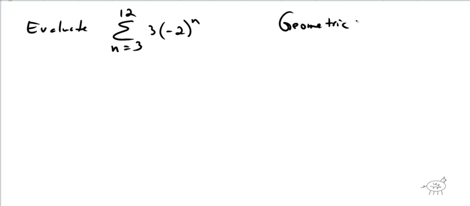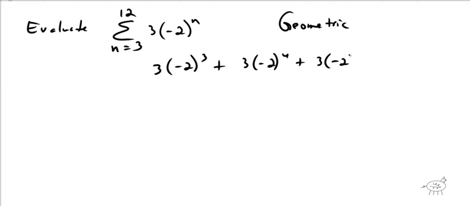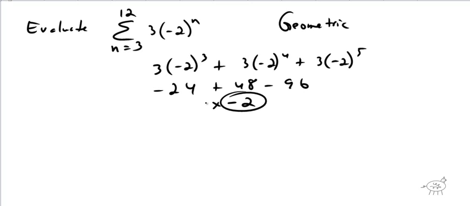If I plug in a couple terms here, so if I do 3 times negative 2 cubed plus 3 times negative 2 to the 4th plus 3 times negative 2 to the 5th. So let's just take a look to show that it is geometric. If I multiply it out, I get negative 24 plus 48 minus 96. So how do I go from one to the other to the other? I actually multiplied by negative 2. Okay, and you can see that negative 24 times negative 2, positive 48 times negative 2, negative 96.